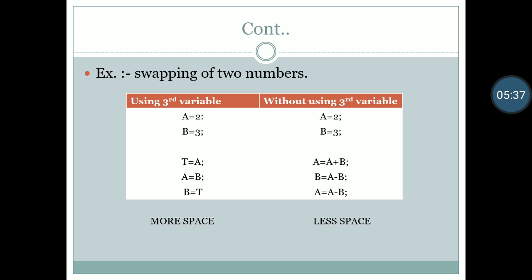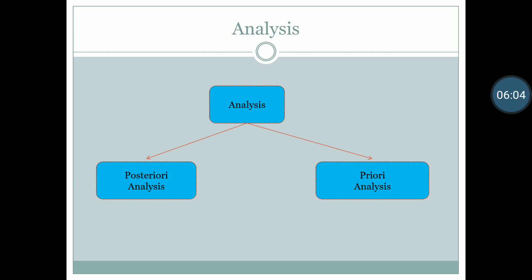But in the first algorithm more space will be required, means we have declared our third variable t, so for storing that third variable more space will be required. But in our second algorithm, without using a third variable, no extra space will be occupied, so it will take less space. Now the main thing is analysis.